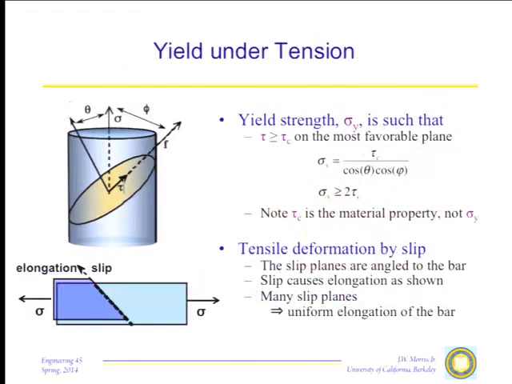Yielding under tension, tau must be greater than tau c on the most favorable plane, so the yield strength is always greater than or equal to twice the critical resolved shear stress. Notice that the critical resolved shear stress is the material property, not the yield strength. The yield strength is a derived property.